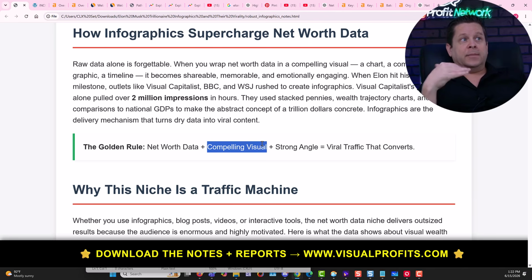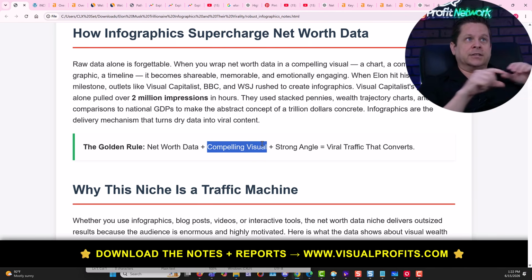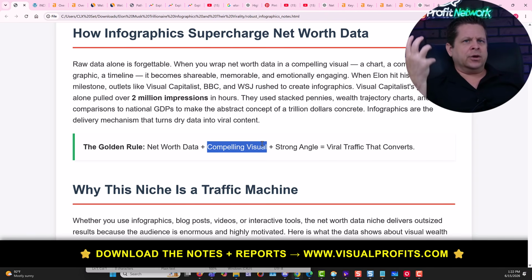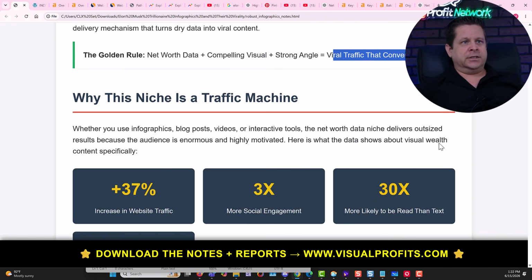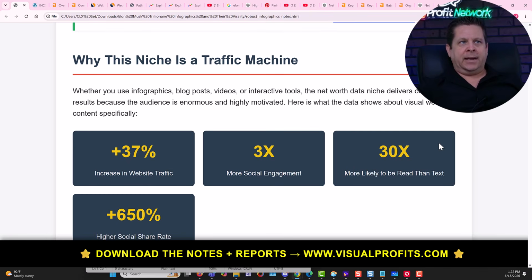Maybe Elon Musk versus the average person. And then you could say, oh, the average person has a net worth of 100,000. Here's things people with a 100,000 net worth do that makes them grow, or whatever it is. Very straightforward. Keep it honest, keep it good. Always have disclaimers. Compelling visual plus strong angle equals viral traffic that converts. This works like crazy. I've used it many, many times.